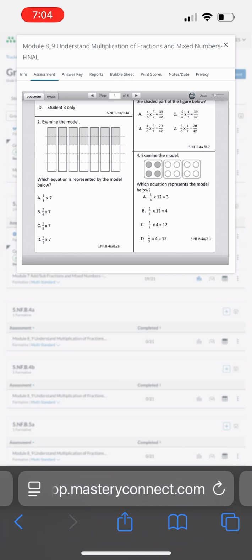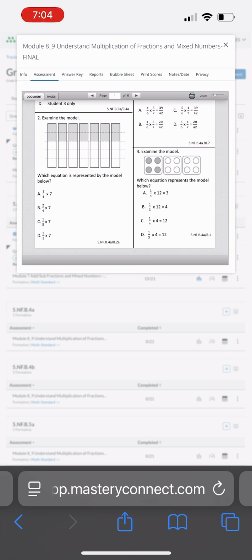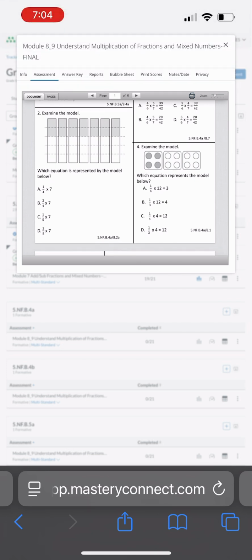Number 4. Examine the model. Which equation represents the model? A, 1/4 times 12 equals 3. B, 1/3 times 12 equals 4. C, 1/4 times 4 equals 12. D, 1/3 times 4 equals 12.